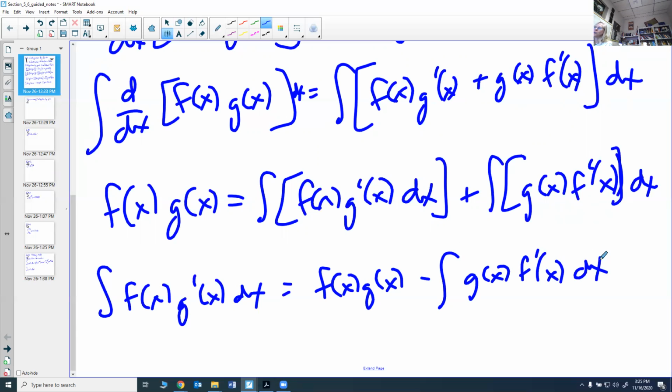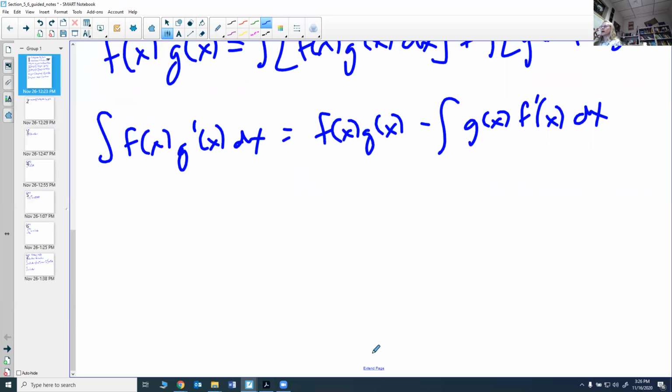This is known as integration by parts. What you have to do in integration by parts is figure out what you want to call your f of x and what you want to call your g prime of x, and then knowing those, you can find g of x and f prime of x. So we need to figure out what these are and guess them.